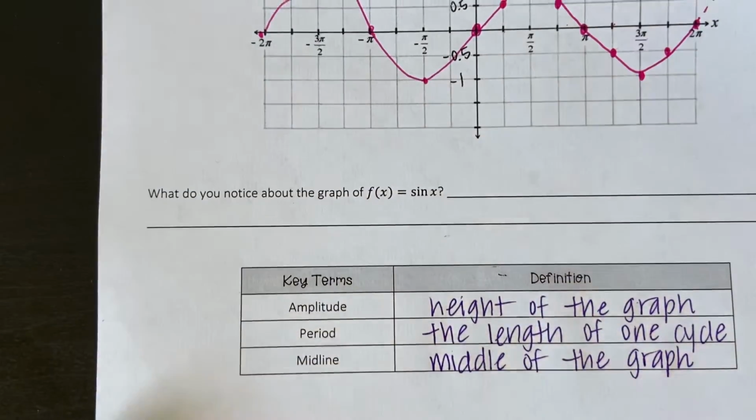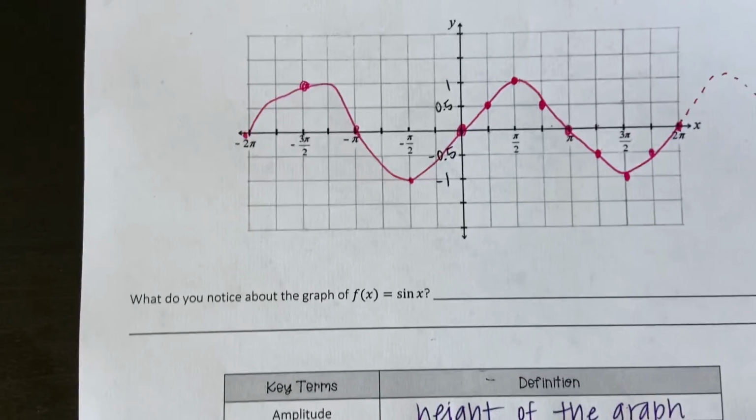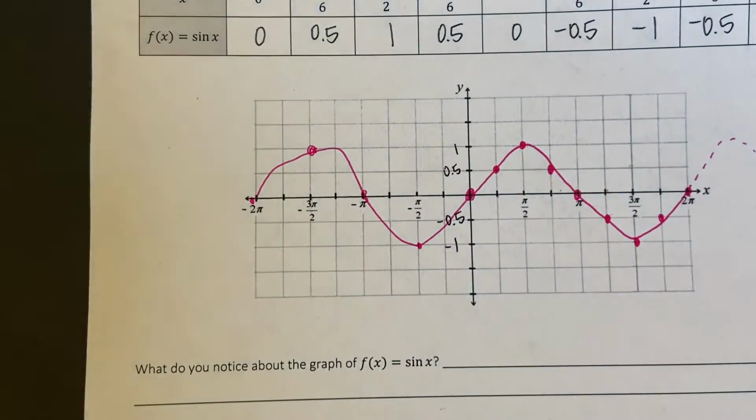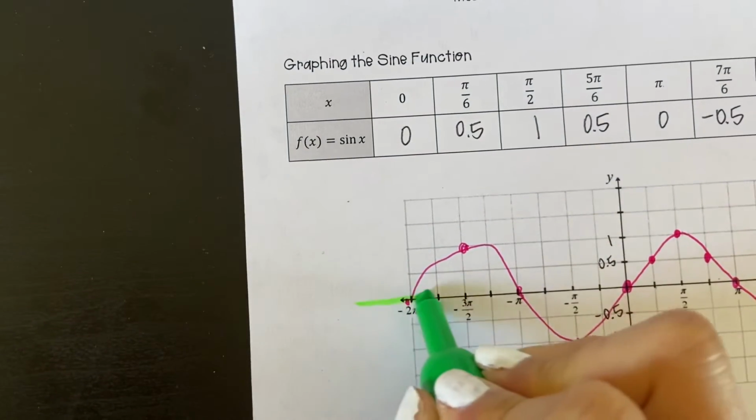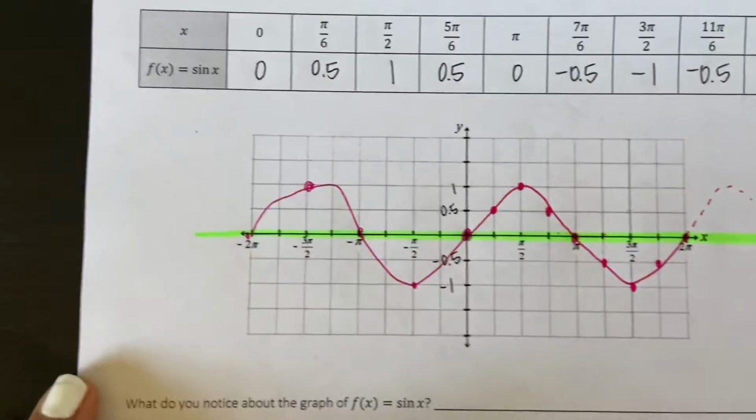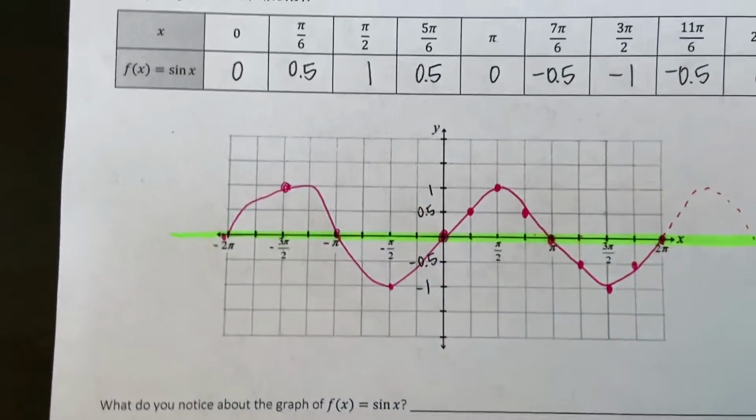Let me show you what each of these mean. I'm going to start off with the midline. So the midline is the middle of the graph. So if you look here, the middle of the graph is this guy right here. So I can split my graph exactly in half. This right here is the midline.